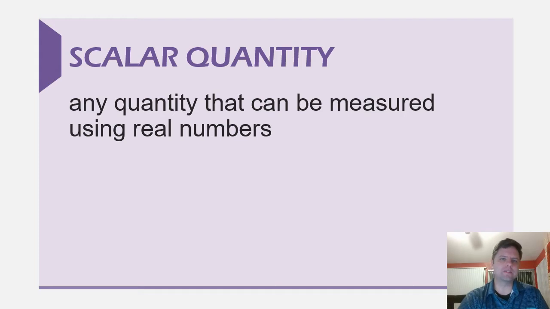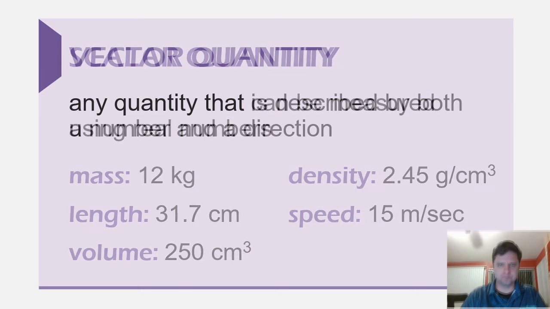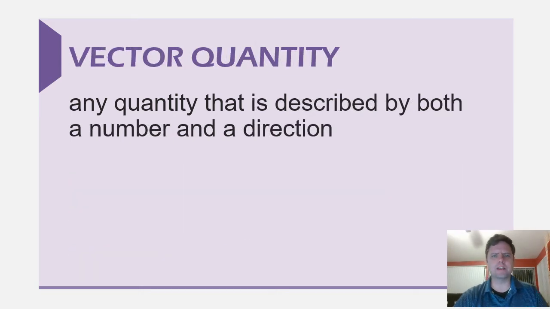So a scalar quantity is a quantity that can be measured using real numbers. For some examples here, if you take the mass of some object, you might find it to be 12 kilograms, or the length of something, or the density of something, the speed of something, the volume of something. These are all scalar quantities. There's a unit, there's some sort of measurement, and then a unit that is attached to that in each of these. The difference when it comes to a vector quantity is that the quantity has to be described both with a number and a direction.